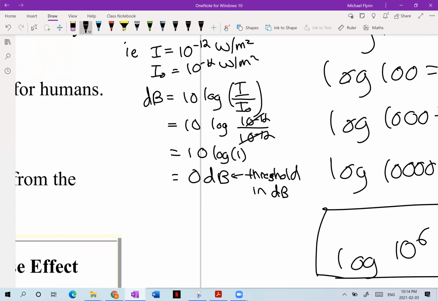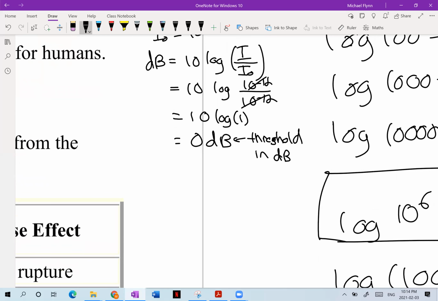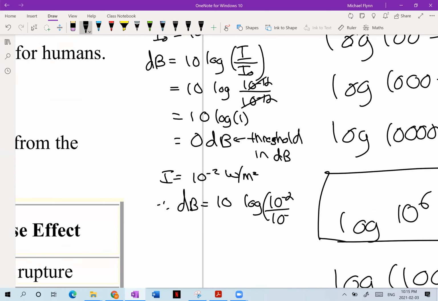Now, what if we increase the volume? What if we turn it up? Let's say you put on your AirPods or whatever you call those things, stick them in your ear and crank the volume, and now you're getting a much louder sound. Here's another example. What if I was equal to 10 to the negative 2 watts per square meter? How much is that in decibels? Well, watch carefully: dB would equal 10 times the log of 10 to the negative 2 divided by 10 to the negative 12.